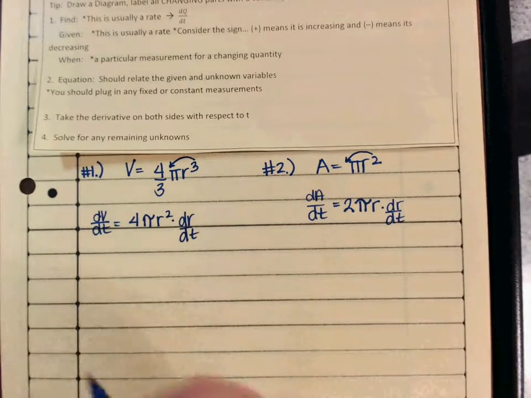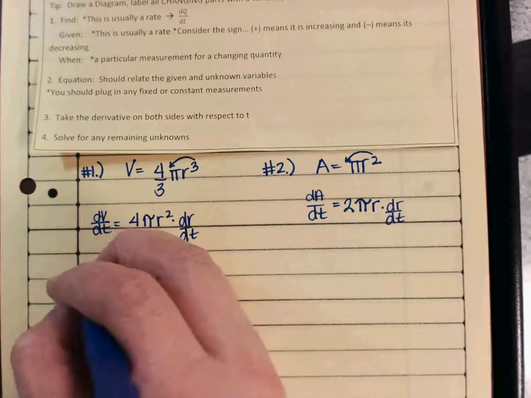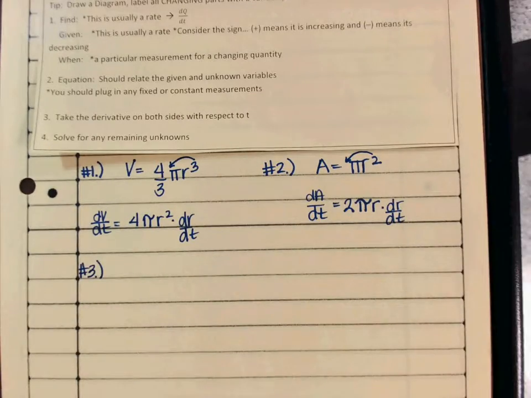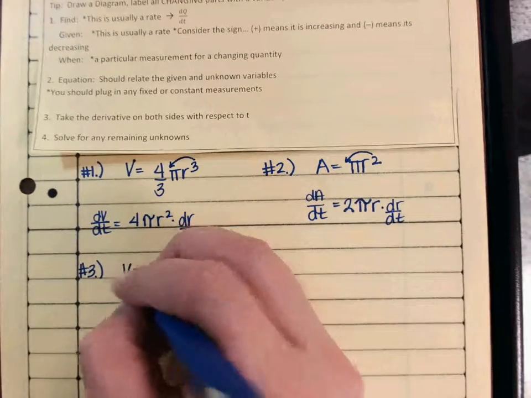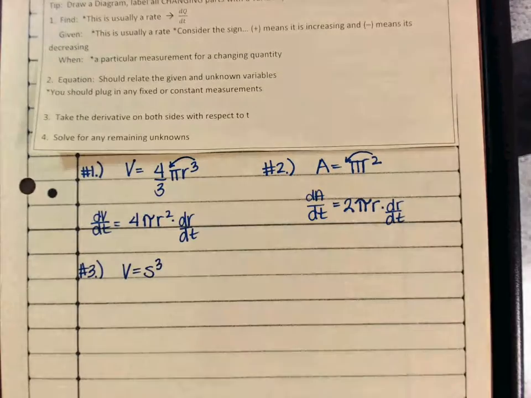Number 3. Let's do the equation volume equals side cubed. So this would be for a cube.